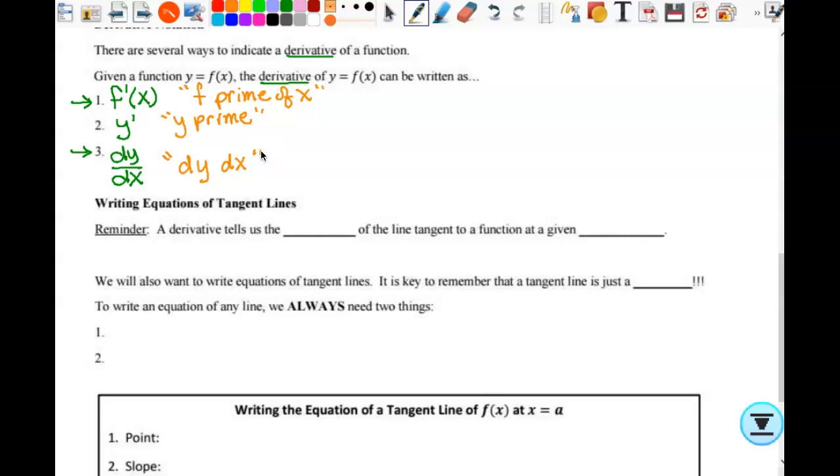Okay. We're going to use the f prime version of that today. We use that a lot, and then there's reasons that we would want to use the dy dx. We'll get to all those later, but these all just mean the derivative. Okay. So when we want to write an equation of a line, so reminder, a derivative tells us the slope of the line tangent to the function at a given point, because our rate of change changes, right? Our rate of change isn't constant the whole time. If we have a curve, our rate of change changes.